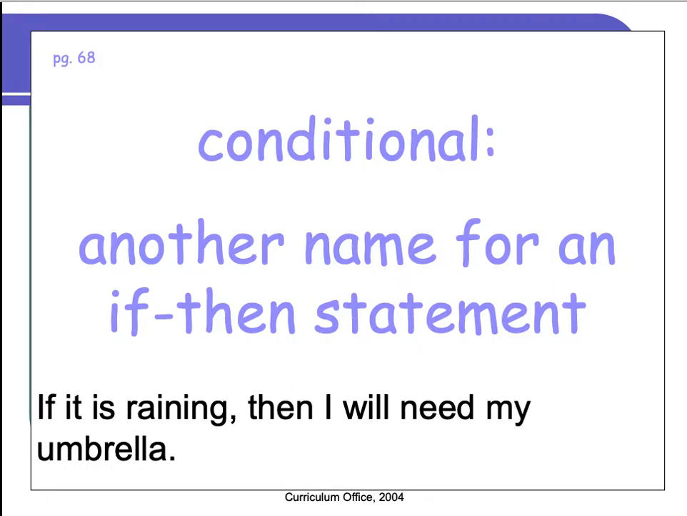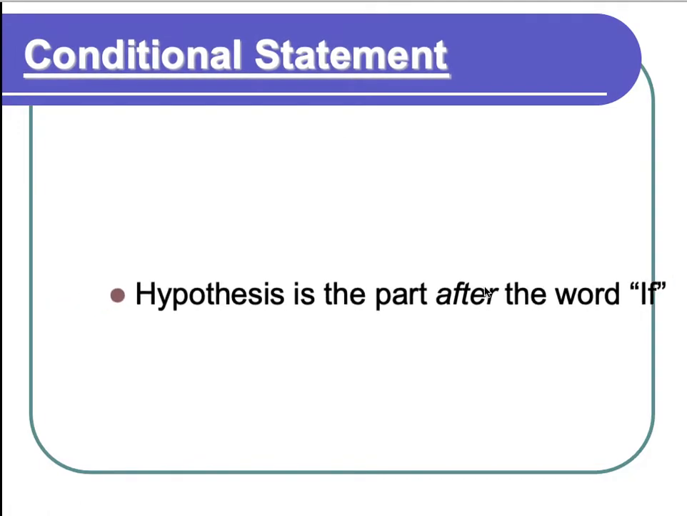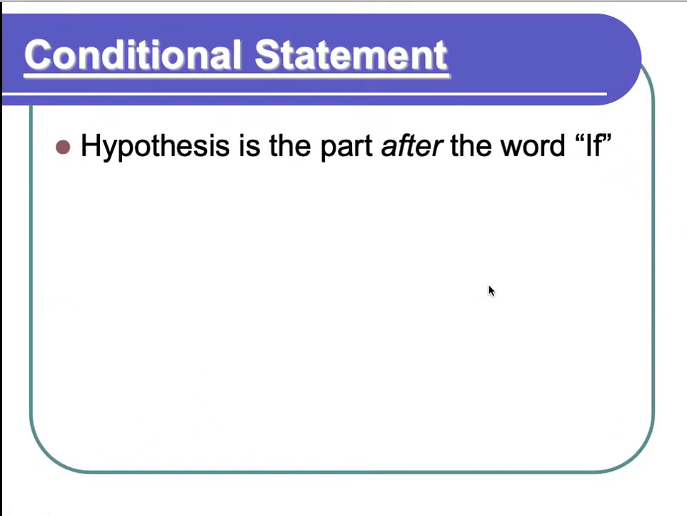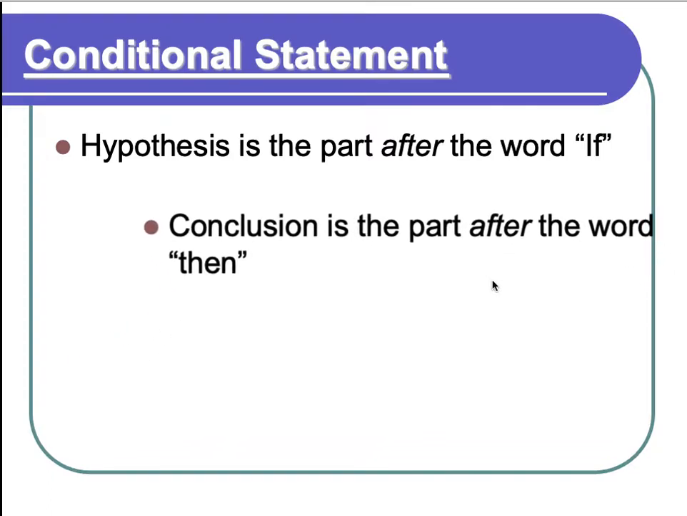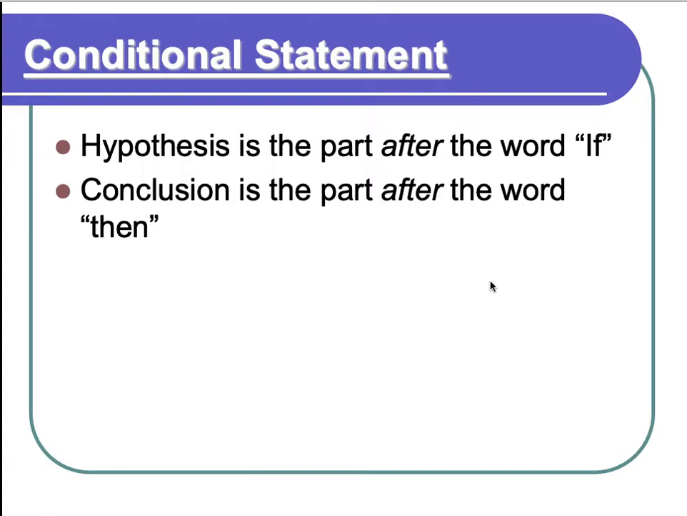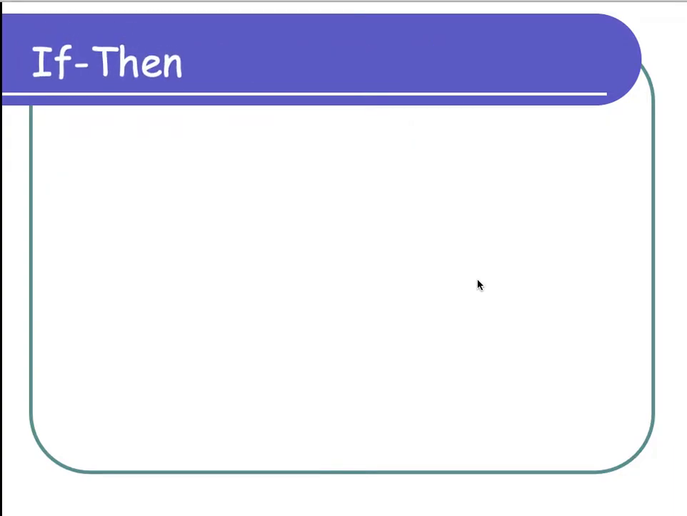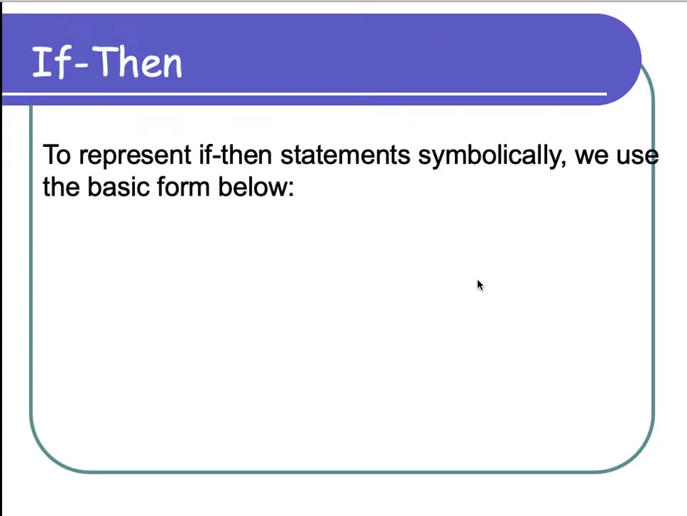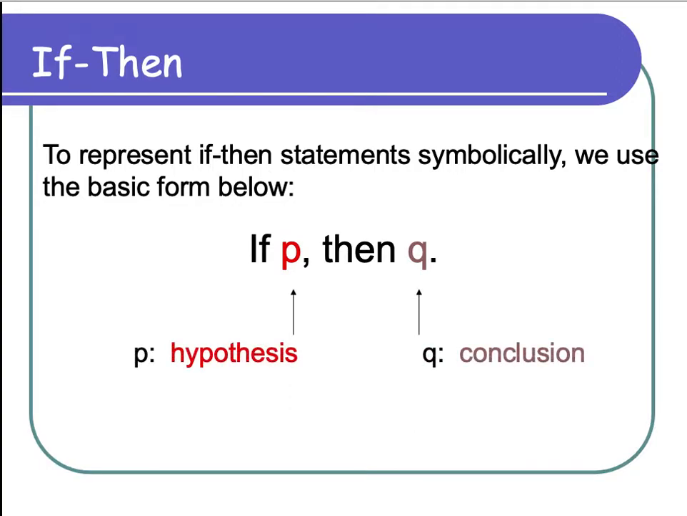So I want to add also the conditional statement. In a conditional statement, we have the hypothesis and the conclusion. The hypothesis is the part after the word "if," and the conclusion is the part after the word "then." To represent an if-then statement symbolically, we use the basic form: if P, then Q. P is the hypothesis, and Q is the conclusion.